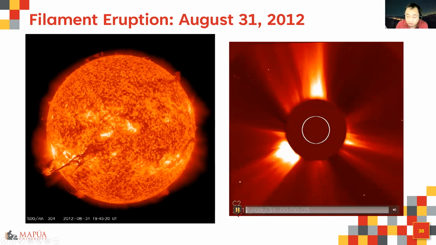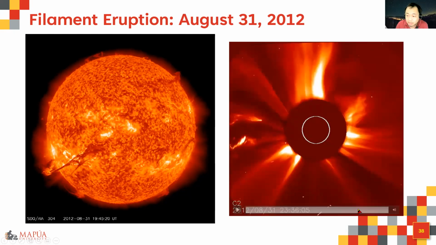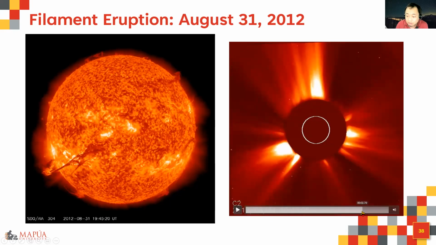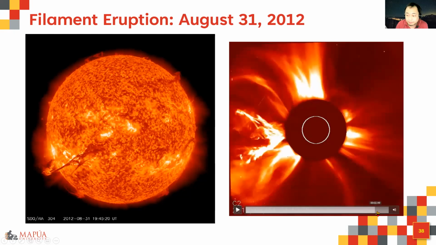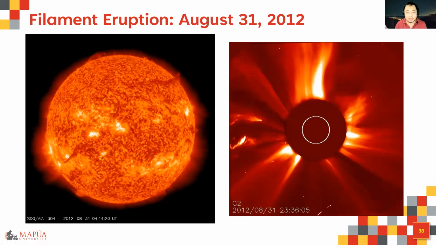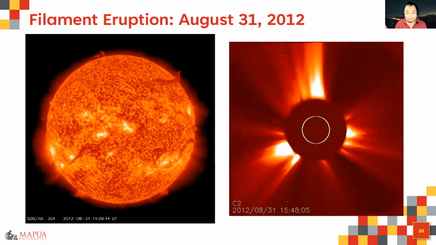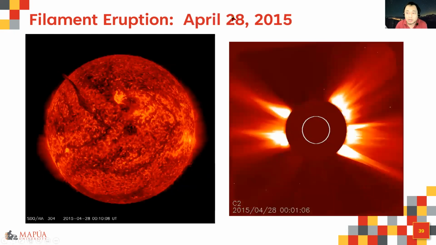So if we look at the coronagraph, it will look like this. That happened at around 1945. So this is the eruption that happened here. This happened on August 31, 2012. This is another example of an eruption. This happened on April 28, 2015.